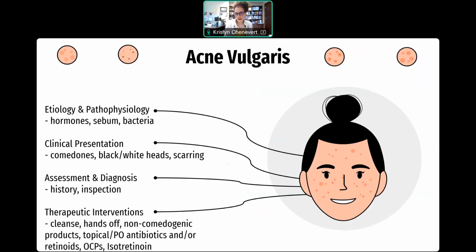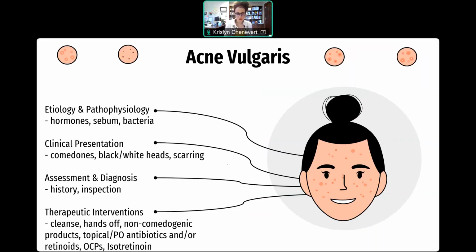So the proposed etiology and pathophysiology here is kind of multifactorial. We've got an increase in hormone production just during that puberty time period, and that causes an increase in sebum or oil production on the skin. We've also got bacteria on our skin, and between the bacteria and the oil, they're going to start to clog the pores, and that causes kind of a small little infection to start growing within the pores. And that's the lovely little whitehead and things like that that we're trying to squeeze out of the pores.